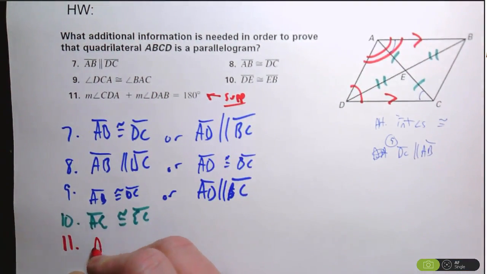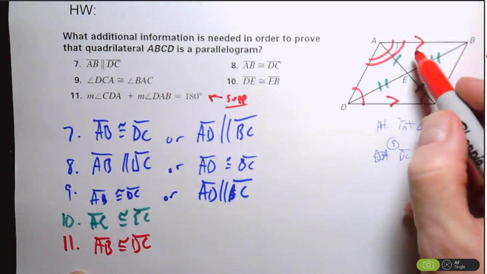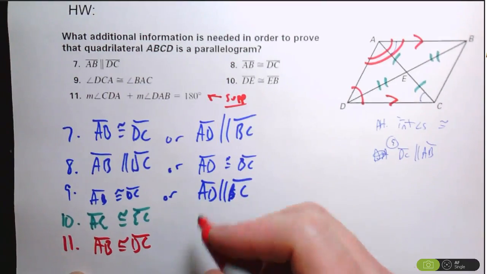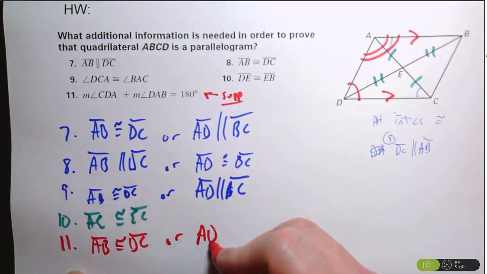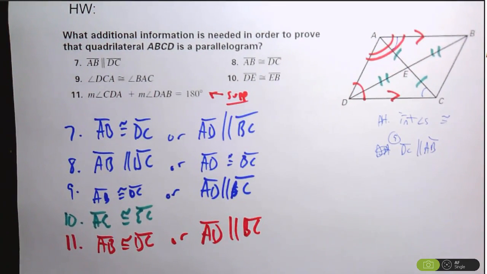So you could say then that AB is congruent to DC, because if a pair of sides is congruent and parallel, you have a parallelogram. Or you could say that AD is parallel to BC. So that's just kind of a warm-up section to get you thinking about all the different ways we can prove this. And it does get kind of confusing. There's a lot of ways to do this.